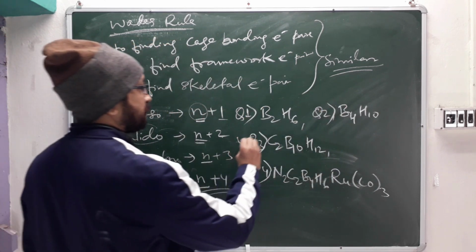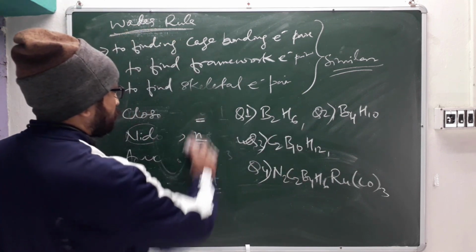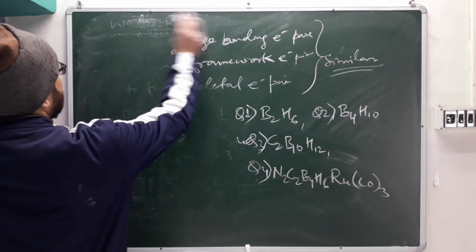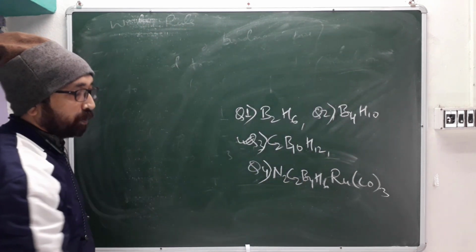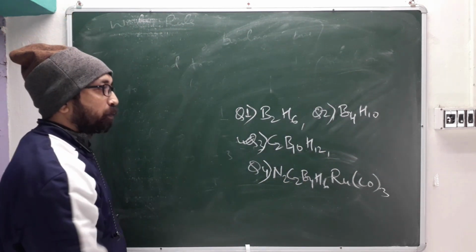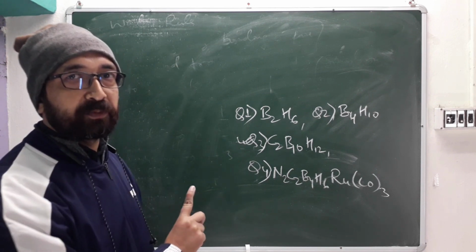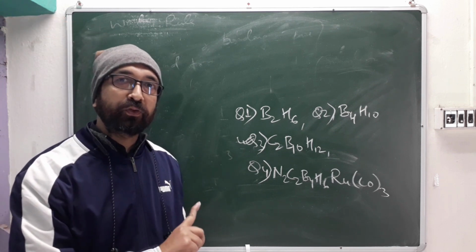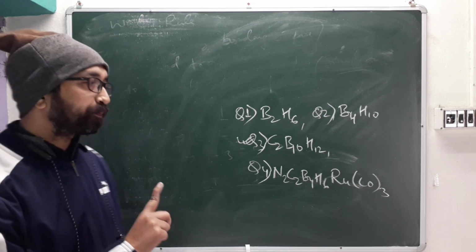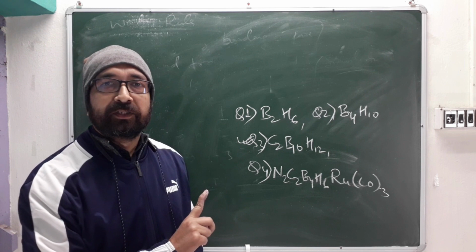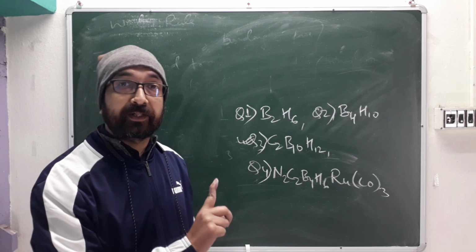Question number 3 I am going to solve, for your reference. Remaining 1, 2 and 4 you solve. Just see how I am solving it on the board. You need to find out three things. One is whether it is closo, nido, arachno or hypo; first, the structure. Second, the number of vertices, or skeletal atoms. Third, the framework electron pair, or skeletal electron pair.